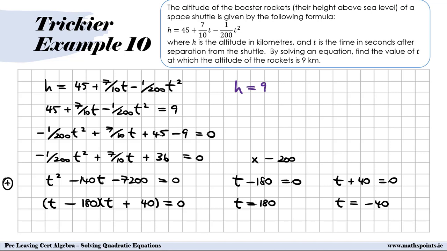So as in a previous question, t stands for time, and so we have to discount the negative solution here, and we have t is equal to 180 seconds, telling us that the rockets will have an altitude of 9 kilometers after 180 seconds. Okay, so that wraps it up.